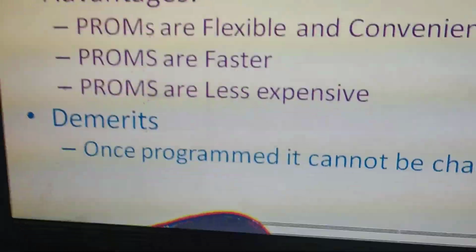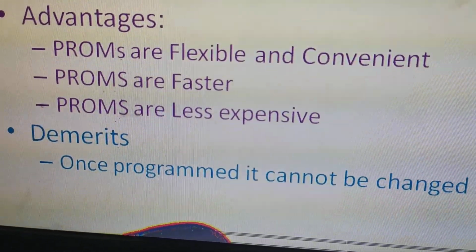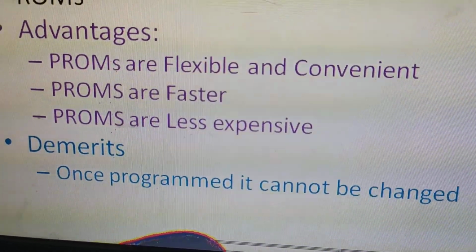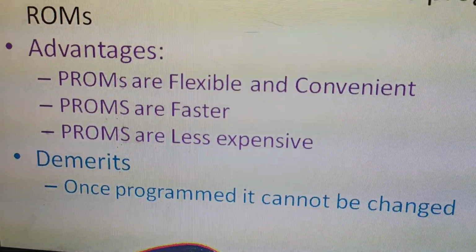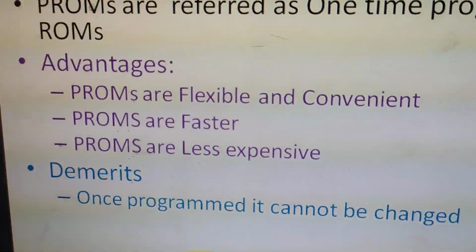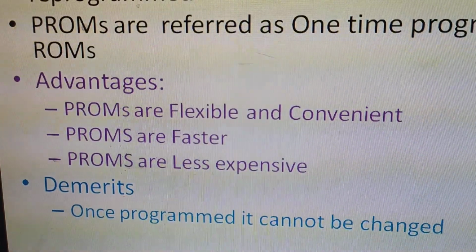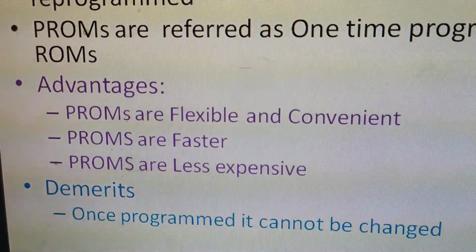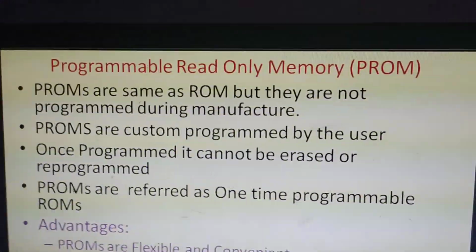But what are the disadvantages, the demerits? Once programmed, the data cannot be changed. If there is any mistake while writing, or if they want to change the data, it cannot be changed. It should be just thrown away, and a new PROM should be bought and programmed. That is one kind of ROM. Programmable read-only memory is the first kind of ROM.